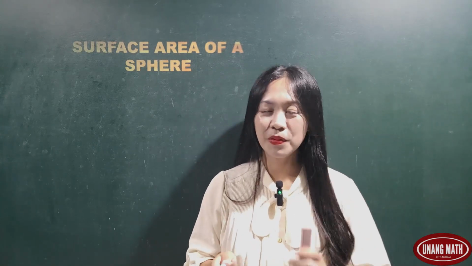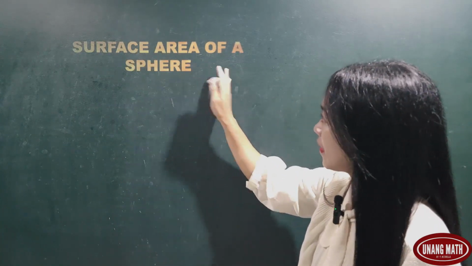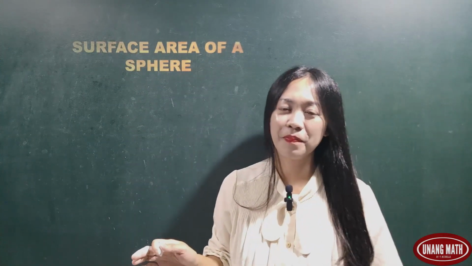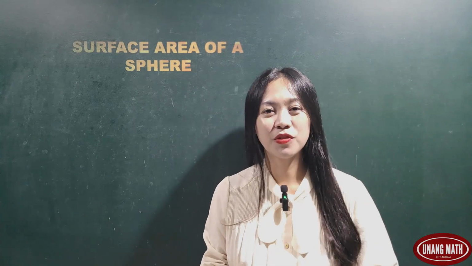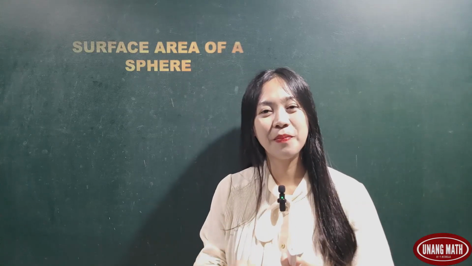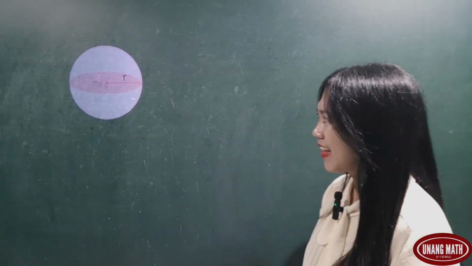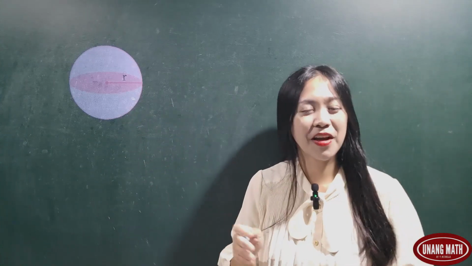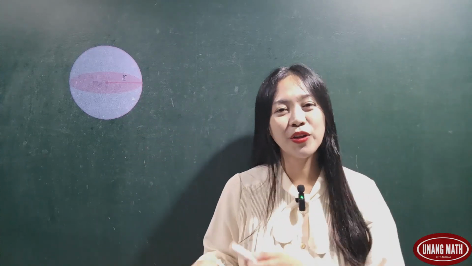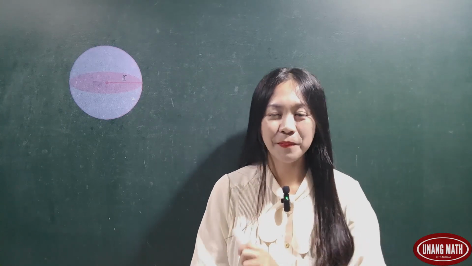For this episode, I will be covering the topic about surface area of a sphere. In our previous episodes, when we find the surface area of cylinder, prism, and pyramid, we use their nets. In case of sphere, it doesn't have a net. So how are we going to find then the surface area of a sphere?